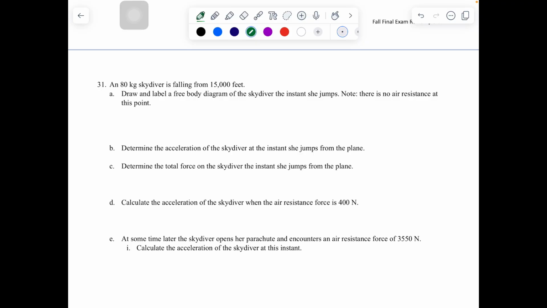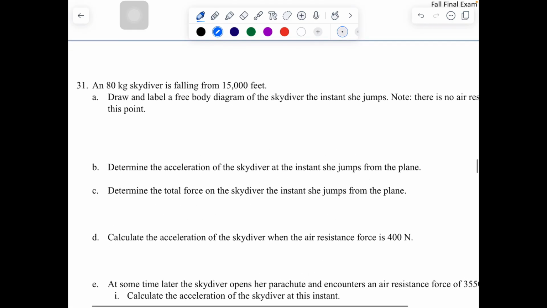Some more skydiver stuff. 80 kilogram skydiver is falling from 15,000 feet. Draw and label a free body diagram of the skydiver the instant she jumps. No air resistance at this point. Well, if there's no air resistance, the only force would be gravity. If the only force is gravity, the acceleration due to gravity is 9.8. So the acceleration would be negative 9.8 meters per second squared.